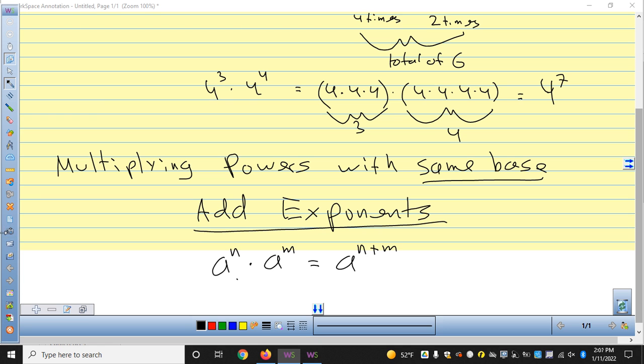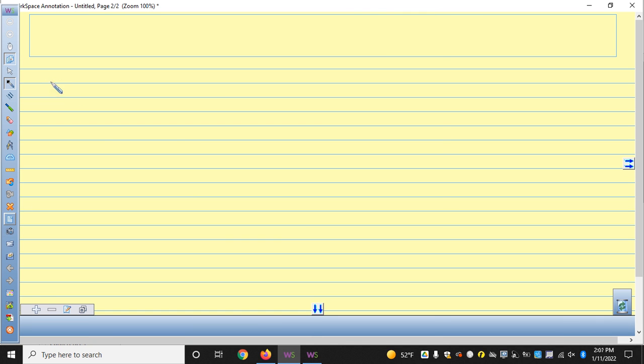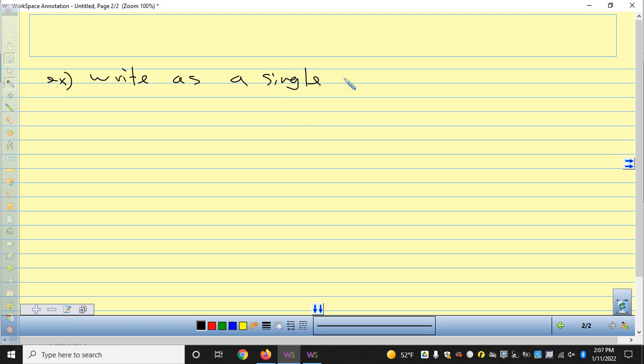All right, so let's look at some examples. We want to write as a single power. That means just do whatever the math is that the problem's telling us to do. 9 to the 5th times 9 to the 3rd. Well, we have the same base, right? Both of those are 9s. So we add the exponents. That's 9 to the 8th. And that's all we have to do.